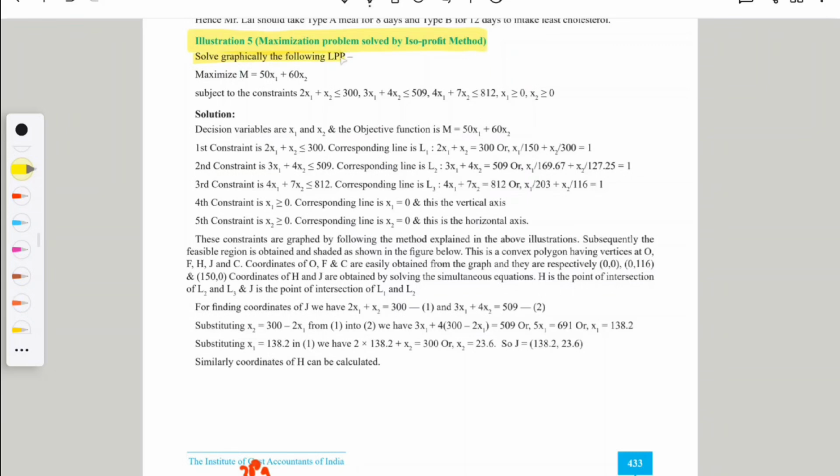Solve graphically the following LPP. Maximize M is equal to 50x1 plus 60x2, subject to constraints: 2x1 plus x2 is less than or equal to 300, 3x1 plus 4x2 is less than or equal to 509, 4x1 plus 7x2 is less than or equal to 812, x1 is greater than or equal to 0, x2 is greater than or equal to 0.